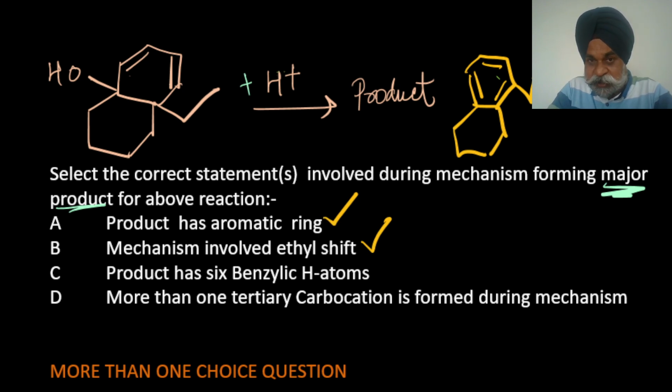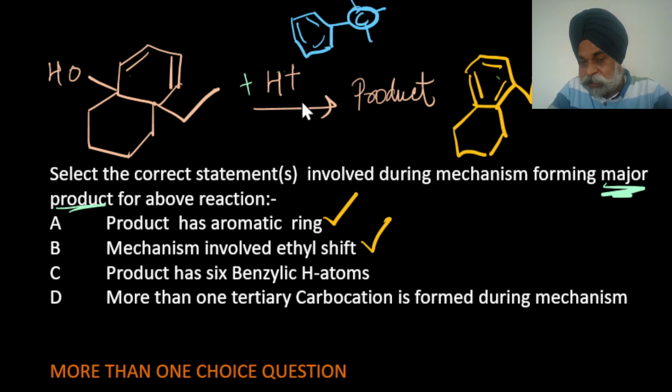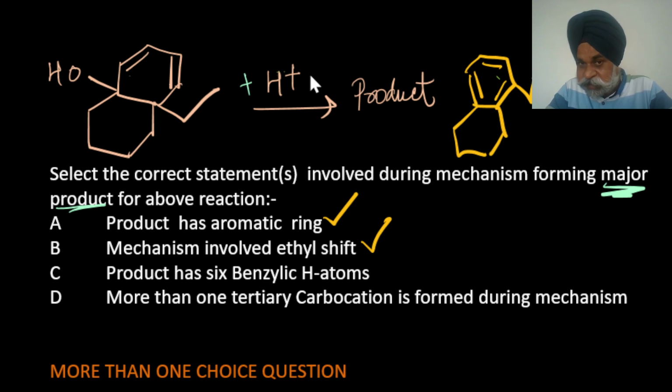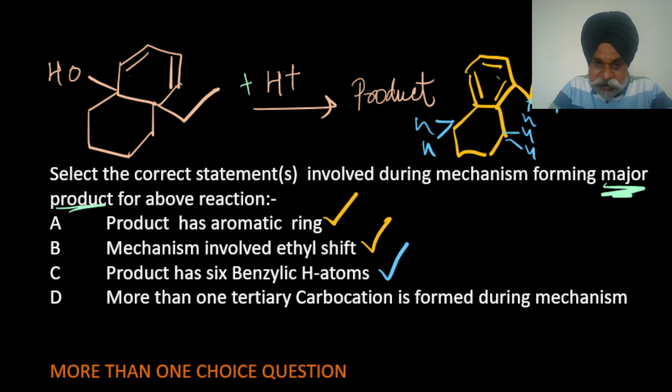Now, what are benzylic hydrogens? Benzylic hydrogens are those which are next to the benzene ring. If I say this is the benzene ring or phenyl ring, the next carbon is called the benzylic carbon, and the hydrogens attached to that carbon are called benzylic hydrogens. Now, how many benzylic hydrogens are there? One is this, two are there, and two you would get here, and two here. So there are 6 benzylic hydrogens. This also is a right statement.